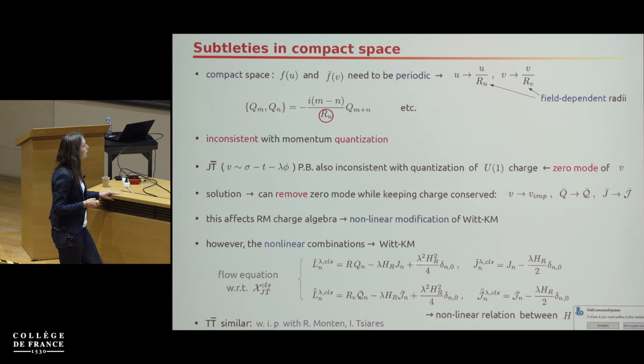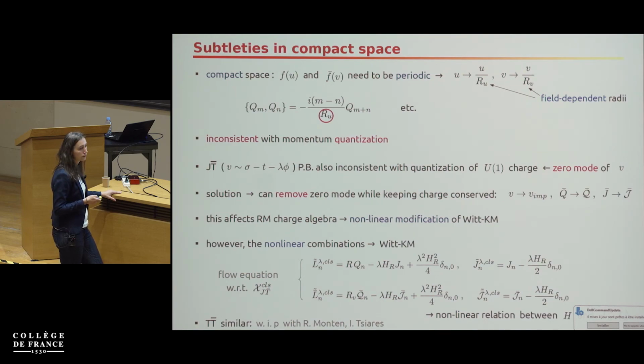And I should say, okay, so this is published. We're currently working on the TT-bar case, which seems to work in a similar manner. We again have to remove some particular zero mode, and we get a non-trivial relationship between the naturally defined charges and the Virasoro charges.